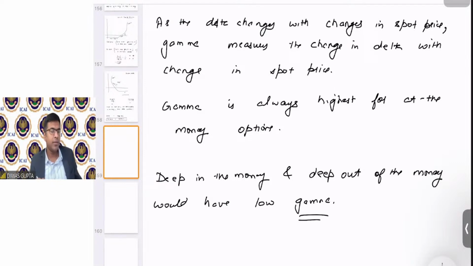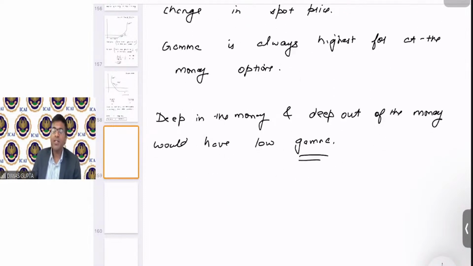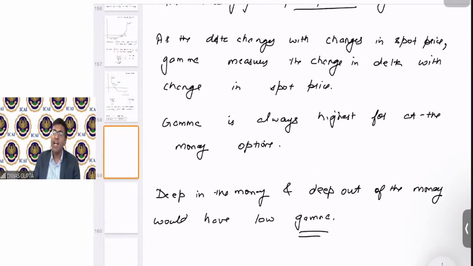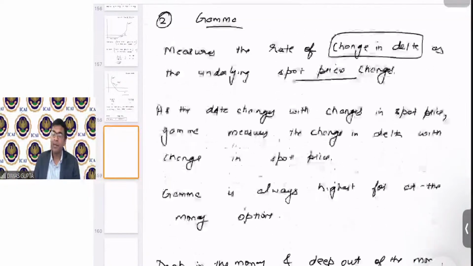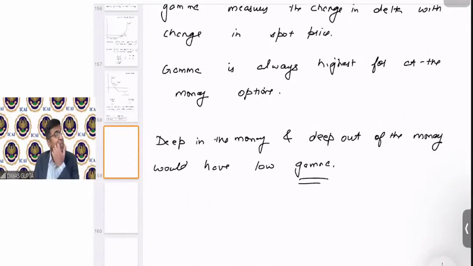Okay, students. I hope this is clear till now, students. So just remember, students, gamma is always highest when the option is at the money. The option is crossing at the money, whether it is a put option or whether it is a call option, students.